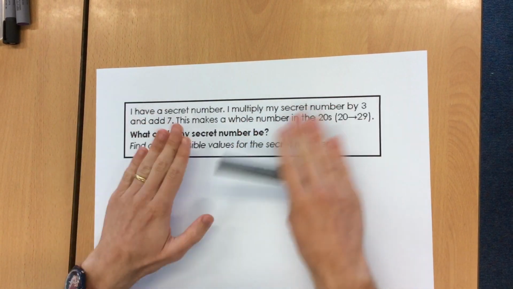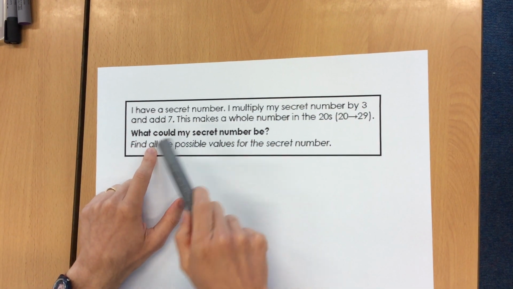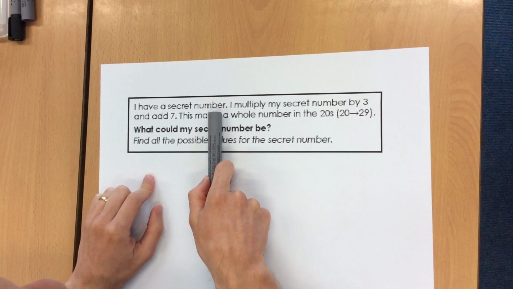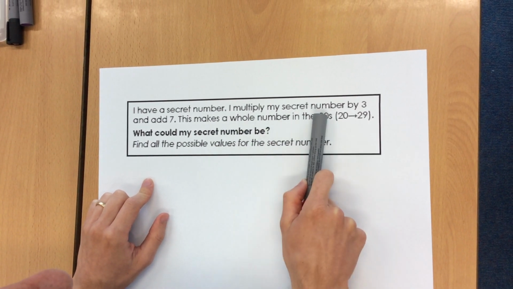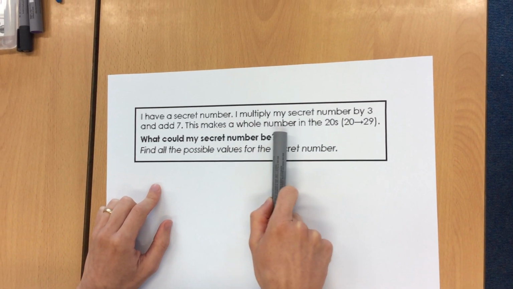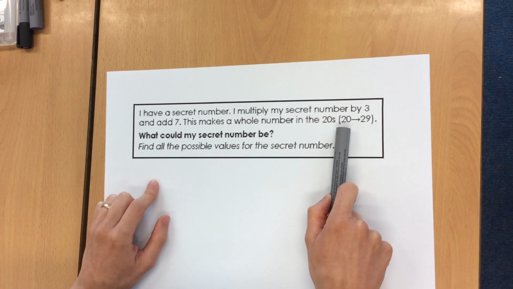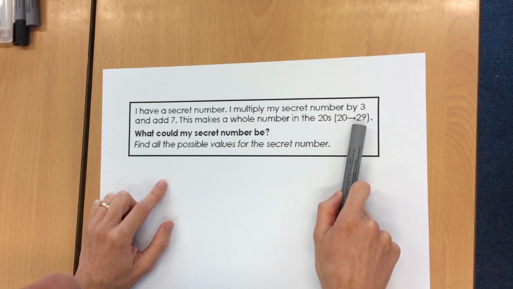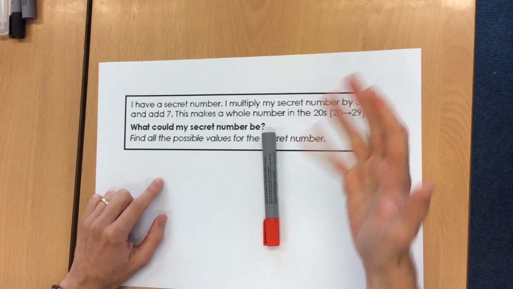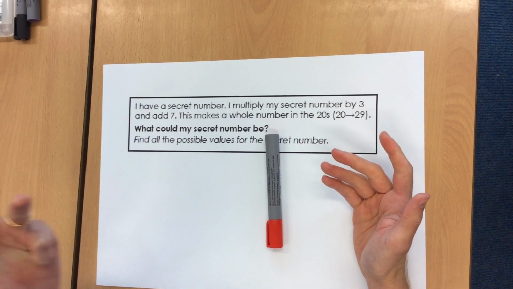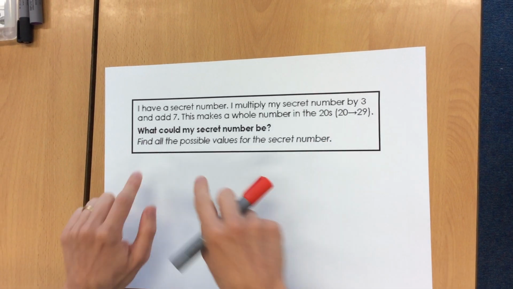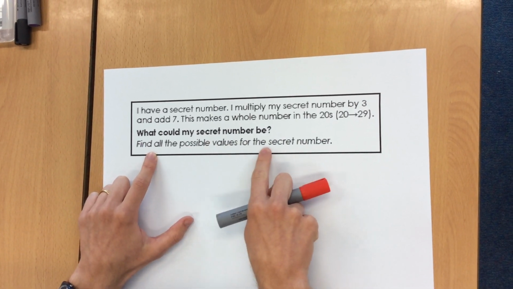It says, and it's a little bit pixelated because I've had to make it a little bit bigger for us today, the question says this: I have a secret number. Now I multiply my secret number by 3 and add 7. This makes a whole number in the 20s, but any number that is 20 and including 20 to 29. So the answer could be 20, 21, 22, 23, 24, 25, 26, 27, 28 or 29. The question is this though: what could my secret number be? Find all the possible values for the secret number.